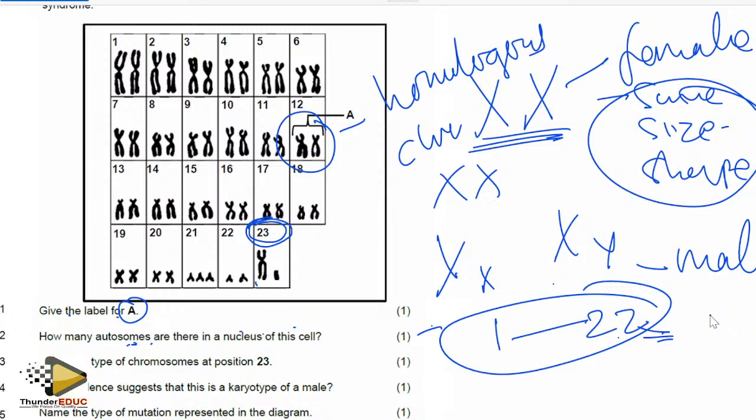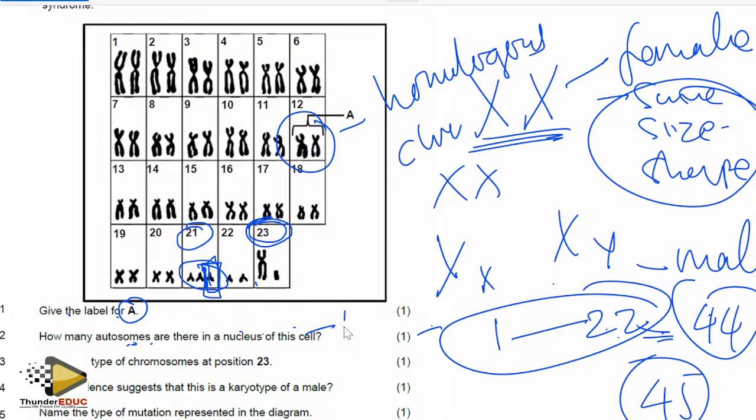Therefore, I can say it is 22 times 2, which is 44. But don't just say it's 44 because 44 is not the answer. You can count them. Look at pair number 21. They are not two, they are three. Therefore, I'll add one because it's supposed to be two, but it has an extra chromosome. Therefore, it's going to be 45. So the answer here will be 45. If you want to count, you can count them from here to pair number 22. So don't rush.